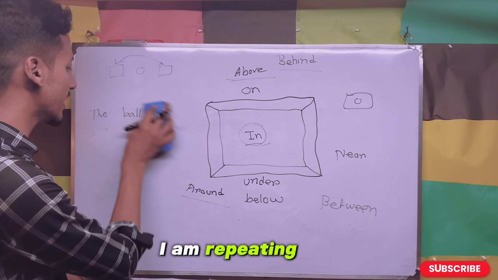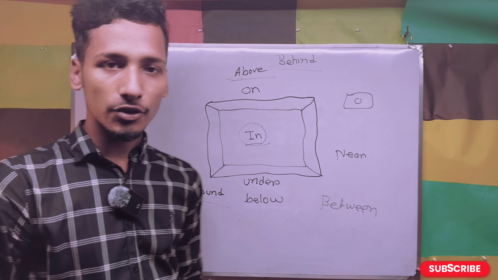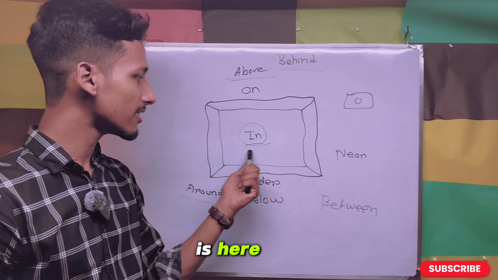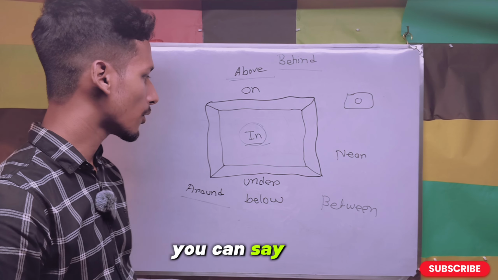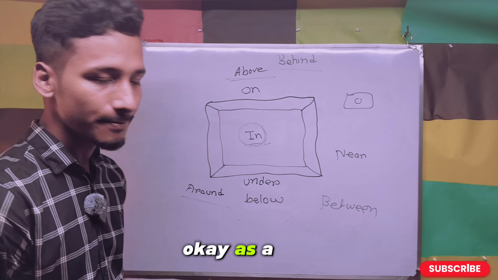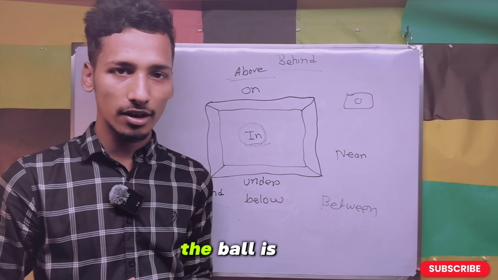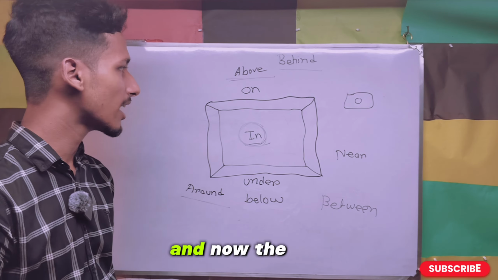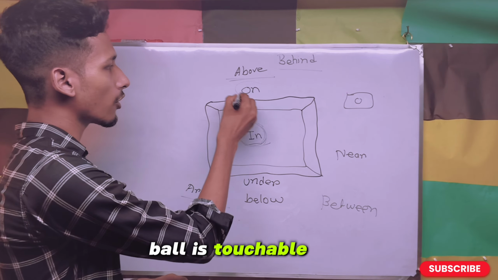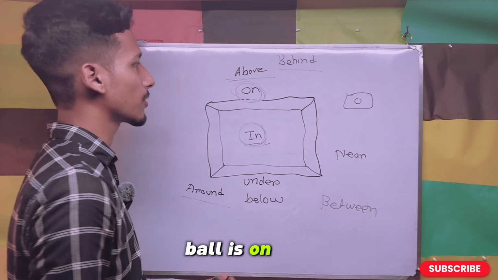Okay, I am repeating again so that you can understand this class properly. Suppose when something is here, you can say the ball. If you imagine these things as a ball, so suppose the ball is in the box. The ball is in the box, and now the ball is touchable on the box. Okay, touchable. So the ball is on the box.